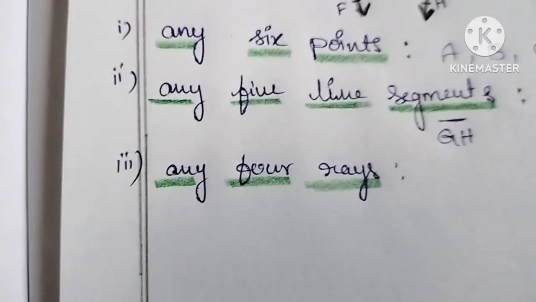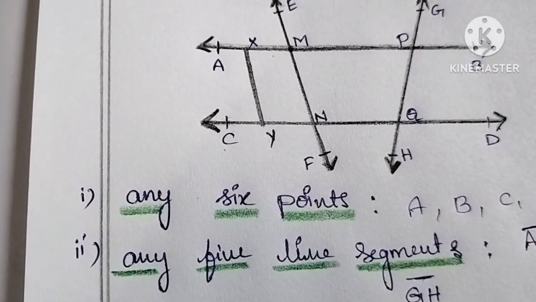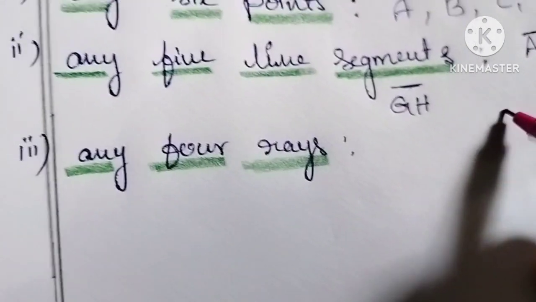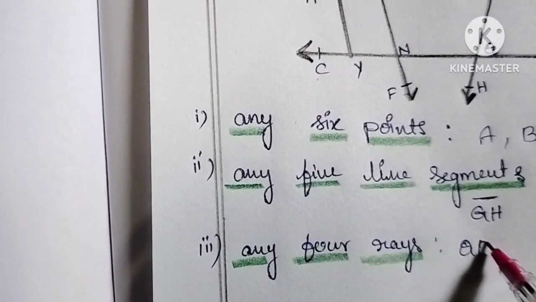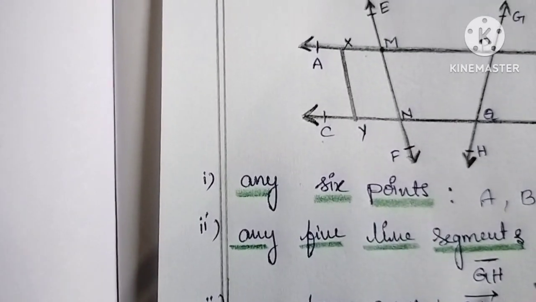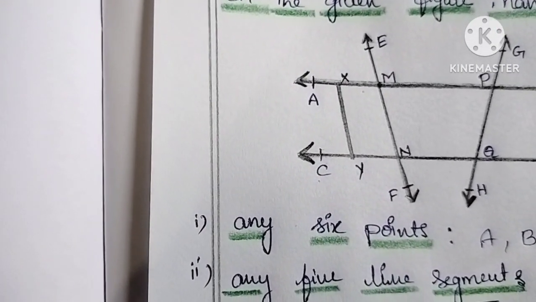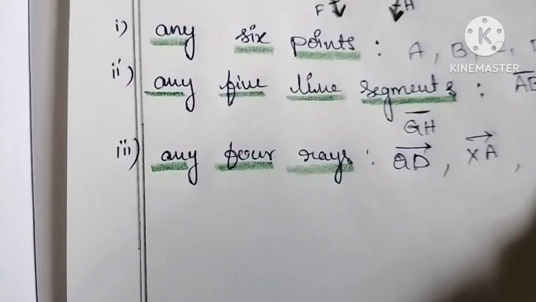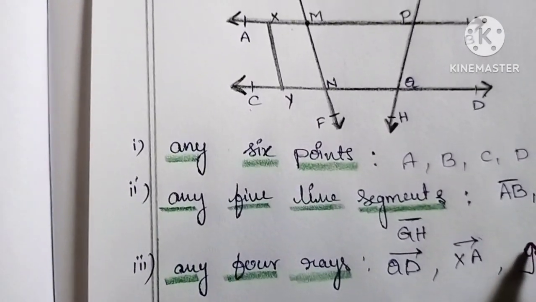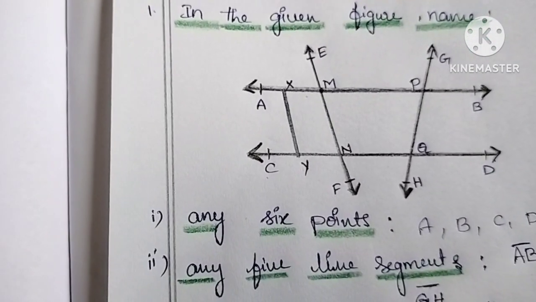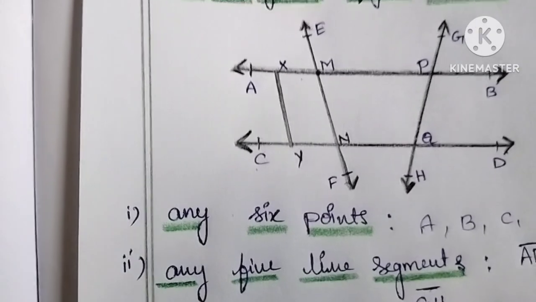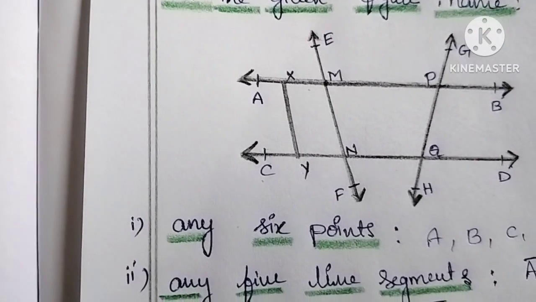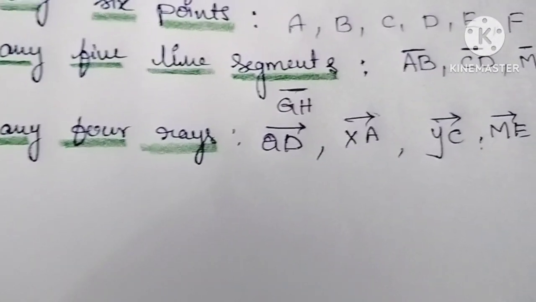So now I am writing 4 rays. So I am writing here QD. So QD is one ray, and here XA is one ray, and YC is also one ray, and ME is also one ray, and PG is also one ray. So these are the 5 rays.